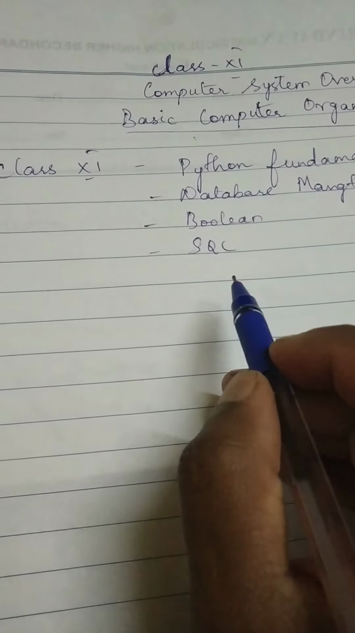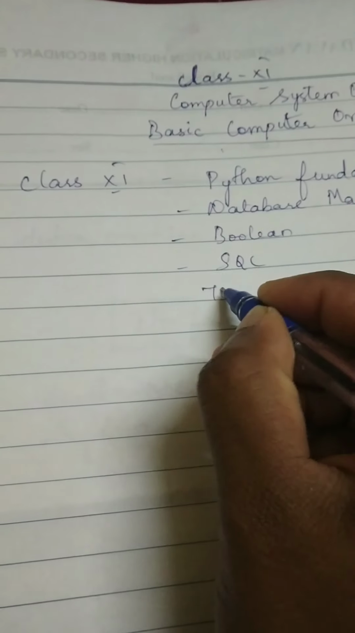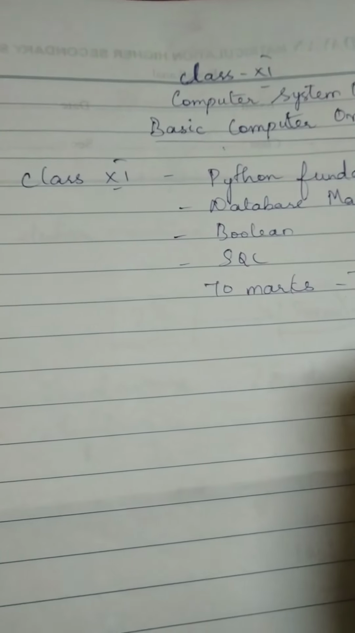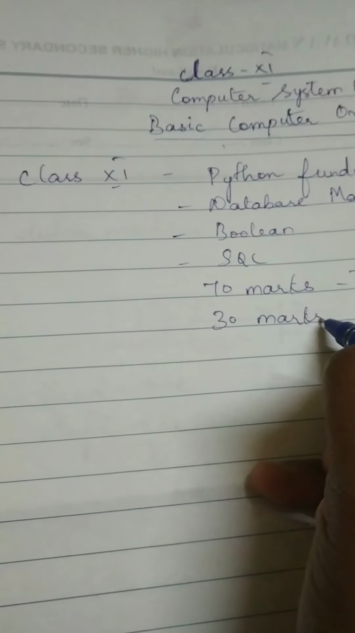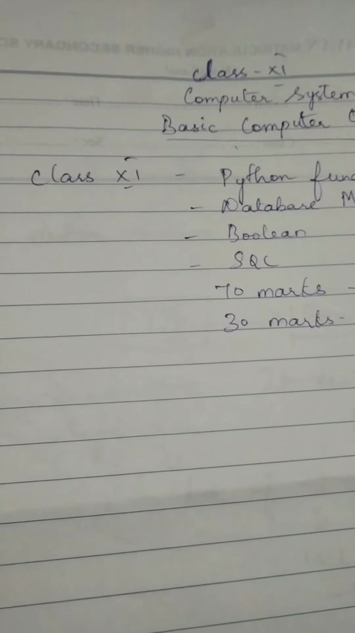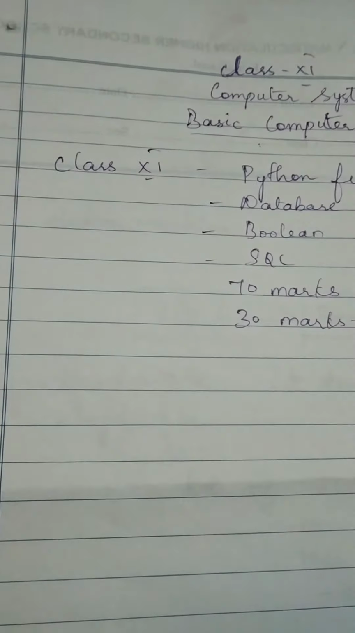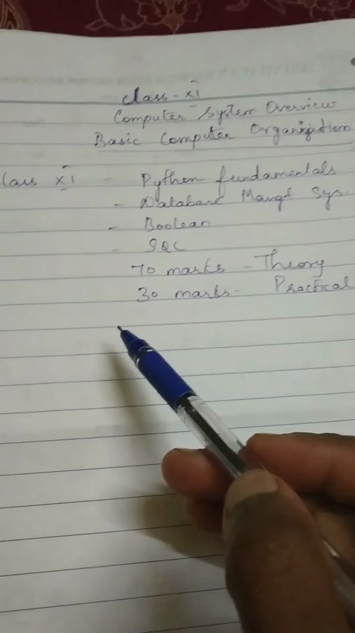If you have opted for computer science in your group, you have to know that 70 marks will be your theory, and 30 marks will be for your practicals. The prescribed book for you is Computer Science with Python, and the author is Sumita Arora. We're going to follow the same textbook for class 11 and even for class 12. For class 12 we have a different edition.